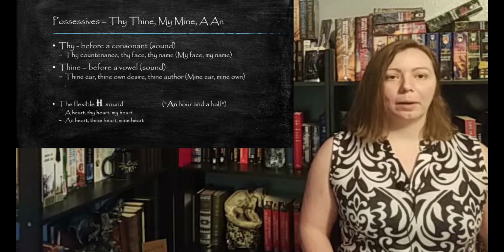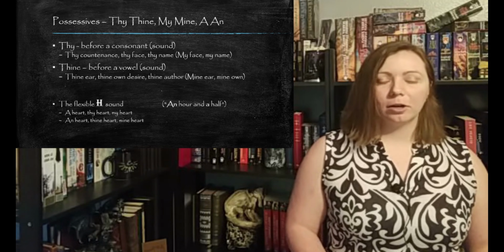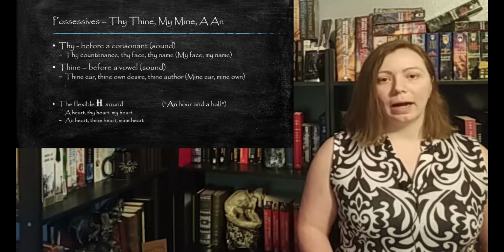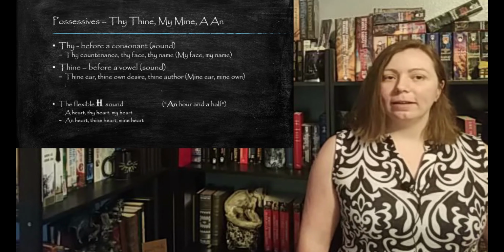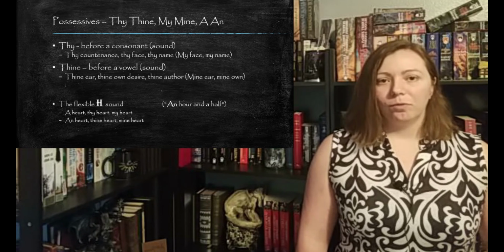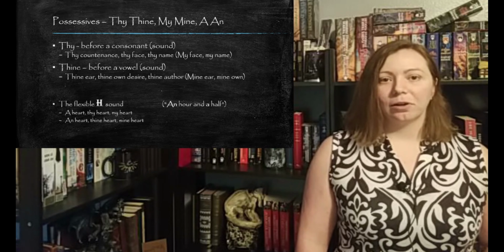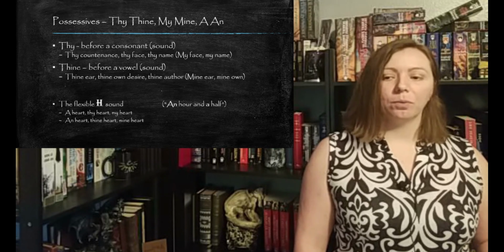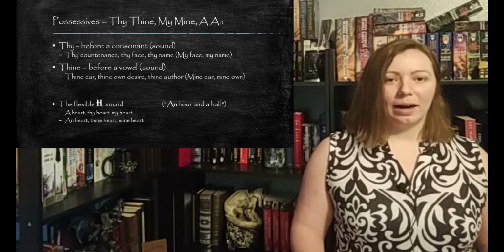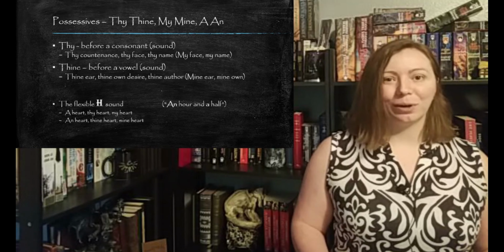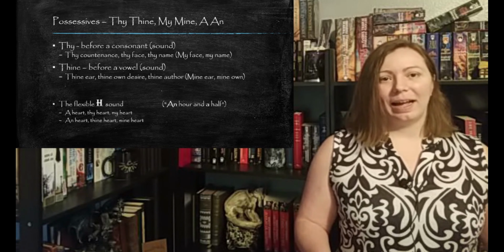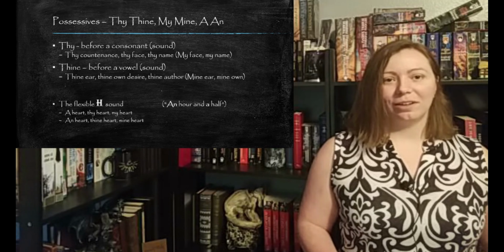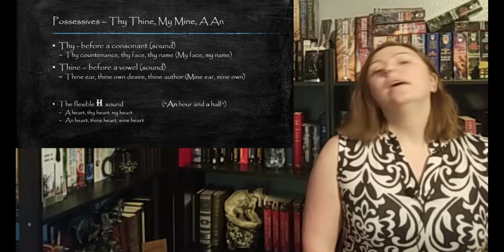This is also where my and mine are slightly different than modern usage, because the same rule applies. You would say my face and my name, but with vowel forms, you would say thine ear, thine own desire, thine author, or mine ear, mine own. Same thing. Luckily, they're very similar words, my and mine, and thy and thine, so it should be easy to remember once you get this down.